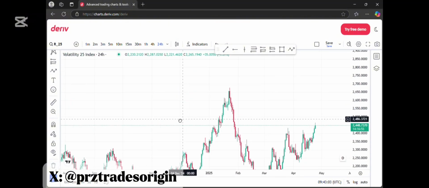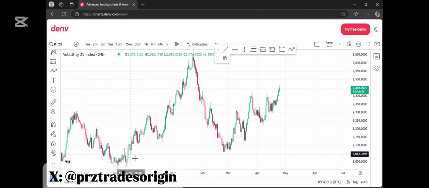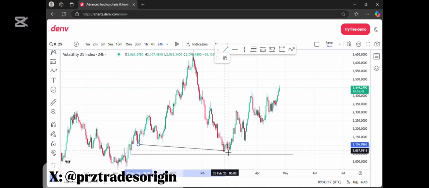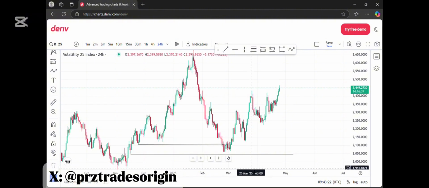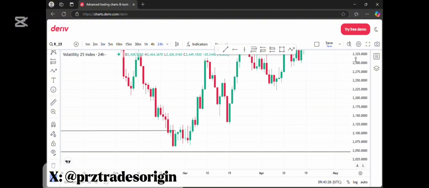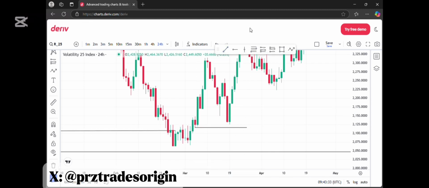Now let's see this chart. You can see there is a liquidity sweep. You see this low here, the market respected it. There is a liquidity sweep right here, and just like I said, now the market has switched to the uptrend. What do we find? This low, the market respected it, but there is always a liquidity sweep.